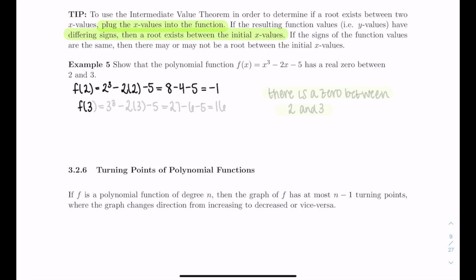Let's do the same thing for f(3). We've got 3^3 - 2 times 3 - 5. Well, 3^3 is 27. 2 times 3 is 6, and then minus 5. And 27 - 6 - 5 gives me 16. So because we have a negative and then a positive, that means that there is a zero between 2 and 3.